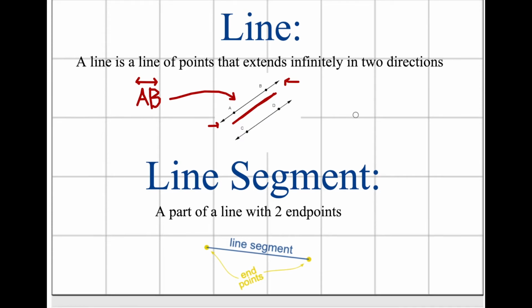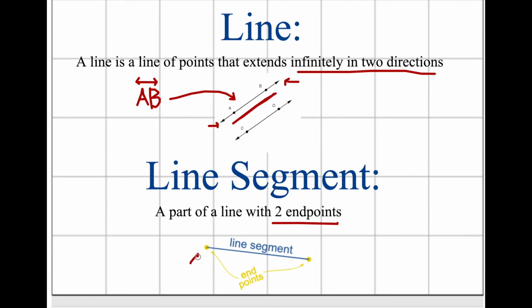Next, we have a line segment, which is actually a part of a line with two endpoints. So what is really important to remember between a line and a line segment is that a line is infinite in two directions and a line segment has two endpoints. Like over here, here's a line segment and here are the two endpoints.